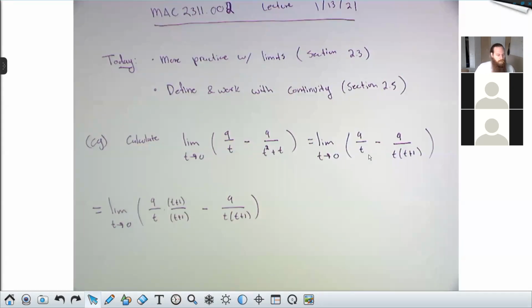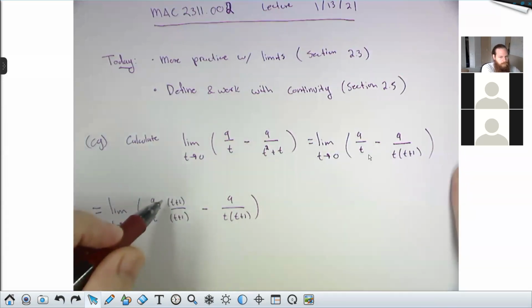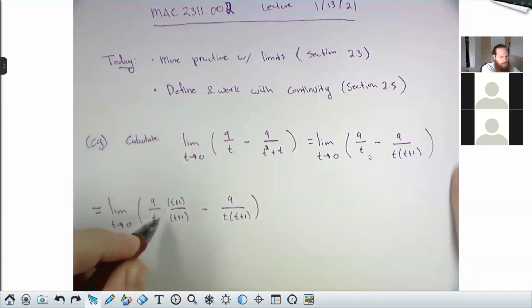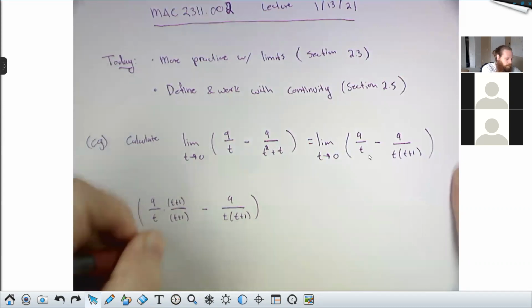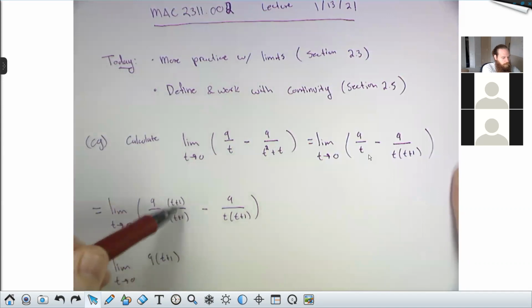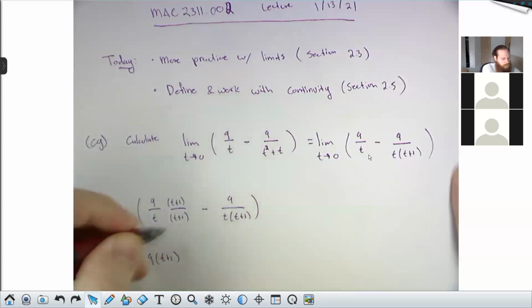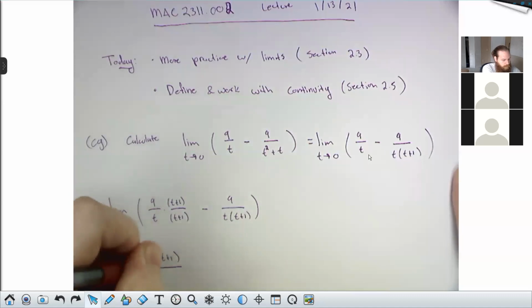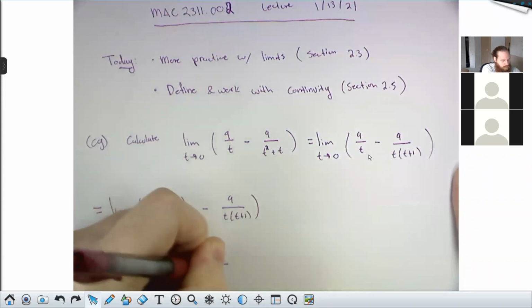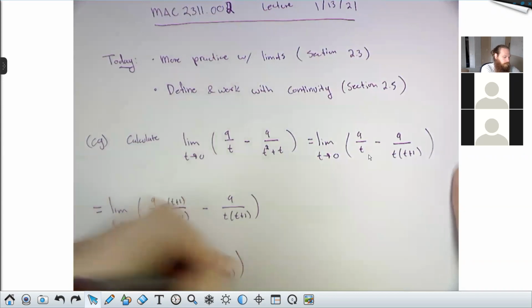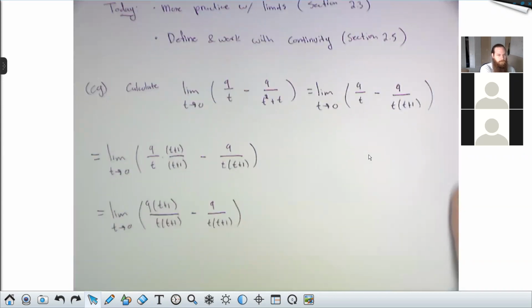Now here, when I clean this piece up, when I put these two fractions together, you'll see that the denominator will be the same as the denominator of the other guy, which will then allow me to subtract the two fractions. Upstairs, I'll have 9 times parentheses t plus 1, and it's important that you remember every time you see a fraction, fractions are grouping symbols. You need to think of the top and the bottom as being in parentheses. So I have 9 times t plus 1 upstairs there, and t times t plus 1 downstairs, minus 9 over t times t plus 1. These are our first few algebra steps.